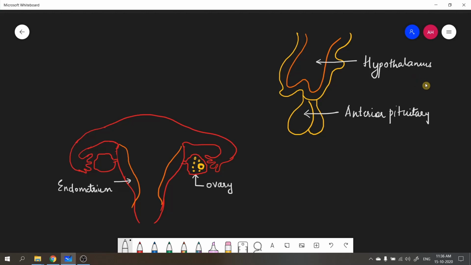Now, first of all, the hypothalamus releases a hormone called as gonadotropin releasing hormone. I'm going to show that here. The hypothalamus releases a hormone called as gonadotropin releasing hormone, GnRH, which stimulates the anterior pituitary to secrete FSH and LH. I'm going to write that here, FSH and LH. So GnRH is gonadotropin releasing hormone that comes from hypothalamus. It stimulates the anterior pituitary to secrete FSH, which is follicle stimulating hormone, and LH, which is luteinizing hormone.